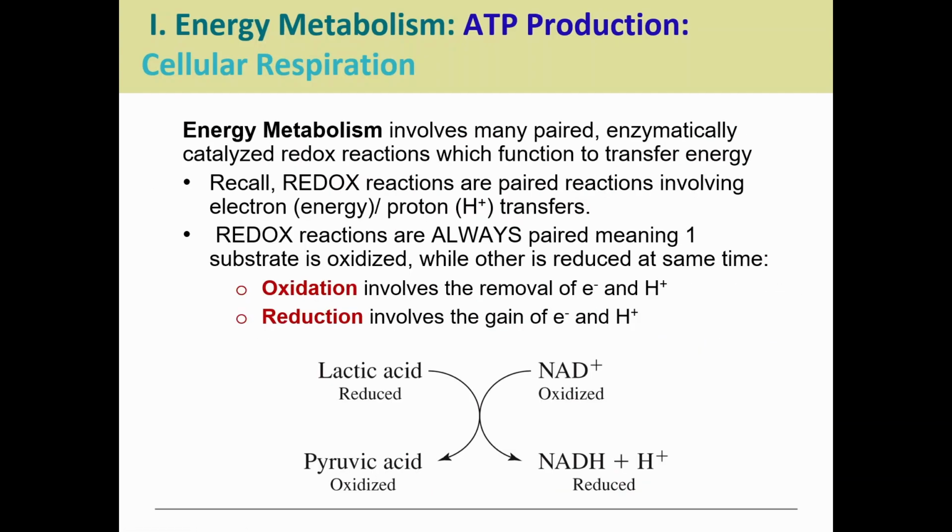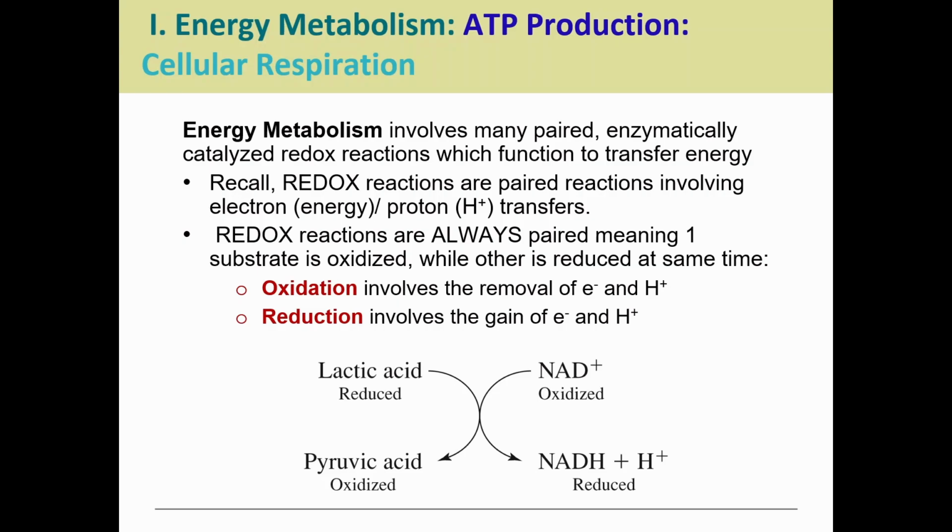Now, we've mentioned the word metabolism over and over in this class, and remember that's just the sum of all the chemical reactions. But when we're looking at energy metabolism, a lot of the reactions that are occurring are paired, and they're redox reactions. Remember redox, or if you remember OIL RIG, I wrote that on the board: Oxidation Is Loss and Reduction Is Gain. So when we're talking about what is losing and gaining, we're talking about electrons.